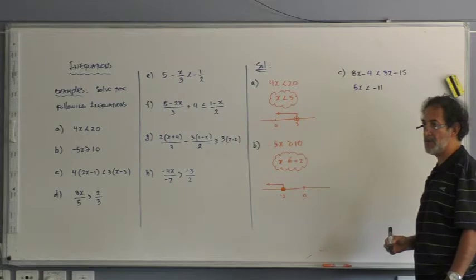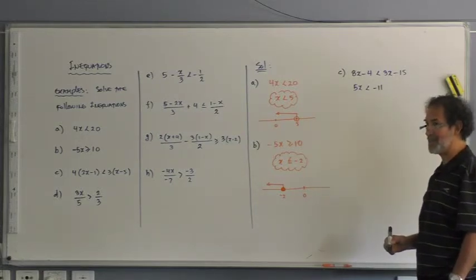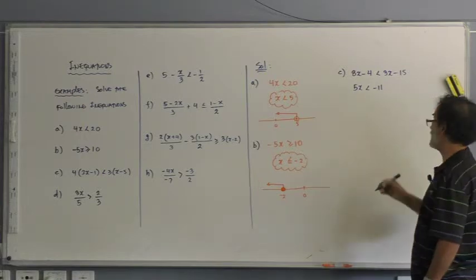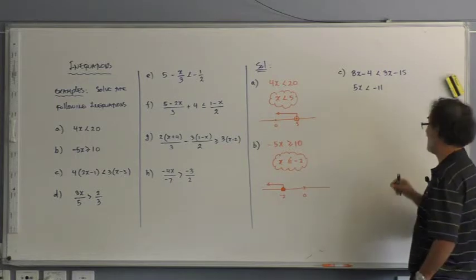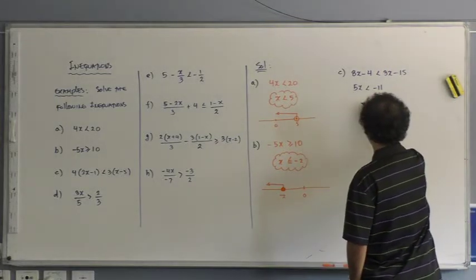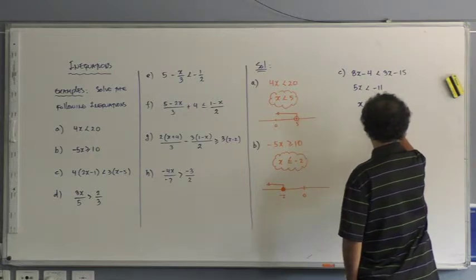Do you switch it around? We are not dividing and we are not multiplying by a negative number. All we're doing is just pretend it's an equal sign. Then x is going to be less than negative 11 over 5.